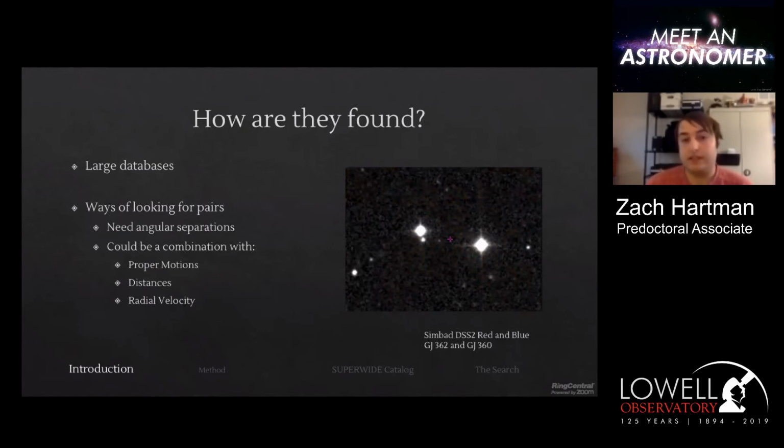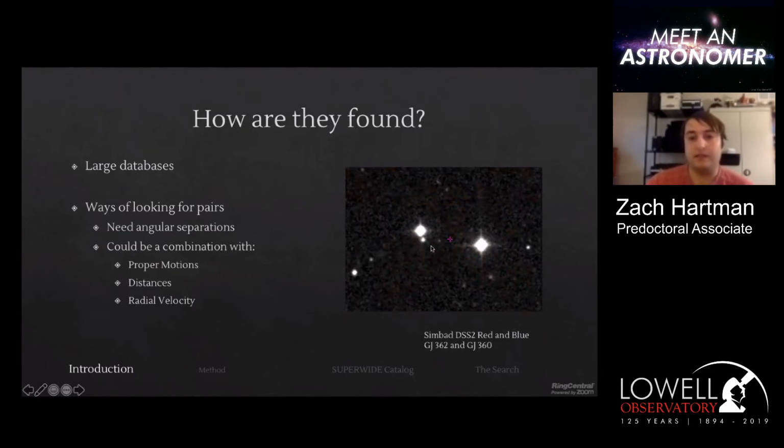So you need angular separations. The closer a star is to another star, the higher the chances are that it's actually a bound pair. And then with those angular separations, you put them in combination with a bunch of different attributes of stars. So proper motions, as I mentioned, the motion of the star across the sky, distances to that star, radial velocities.